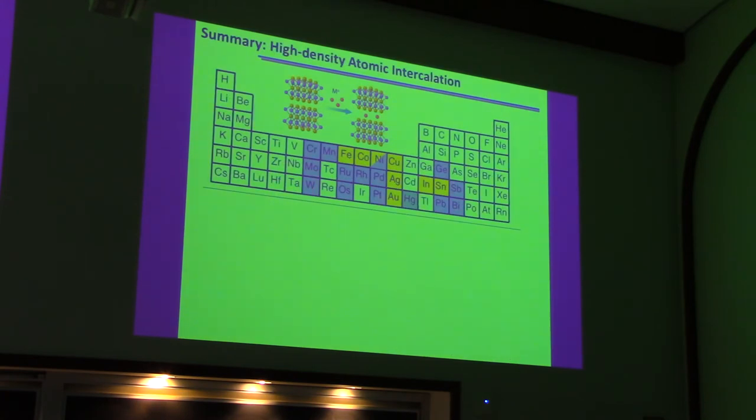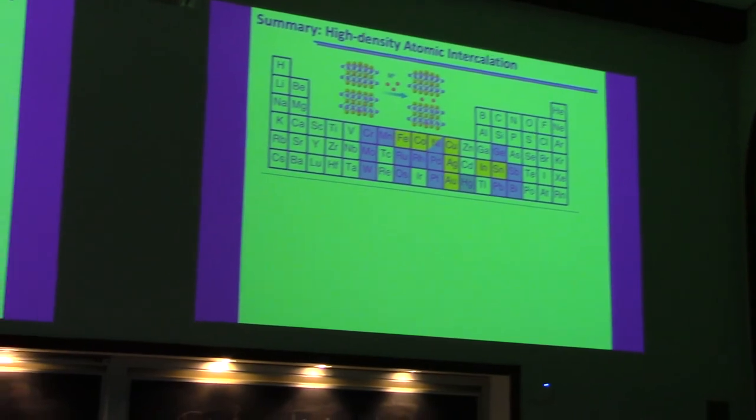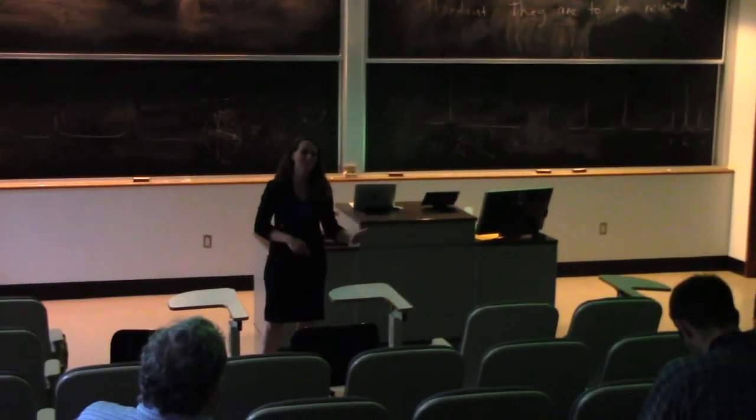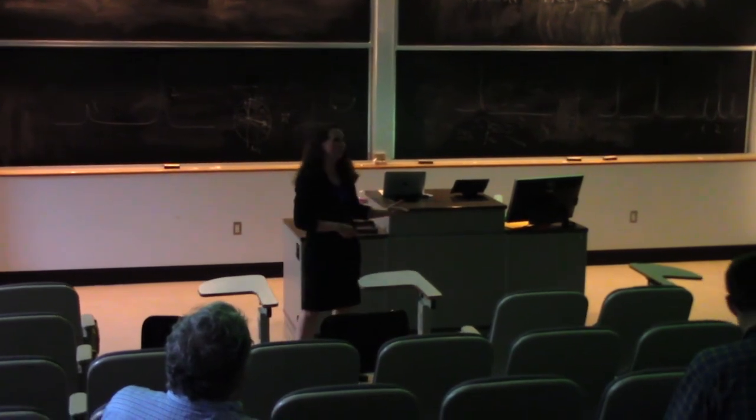So let me go ahead and close up with this. I started by showing you a new chemistry whereby we can intercalate high densities of zero valent metal atoms. And then I ended off showing you that we can change the chemically tunable phase transitions, the acoustic phonons, and thus the mechanical properties, and finally that we can fix my Mustang.